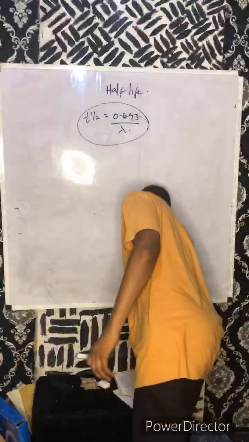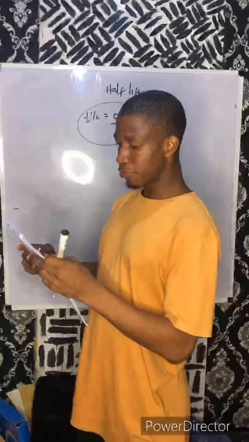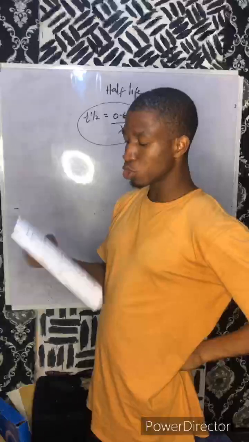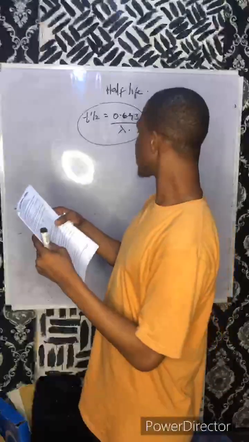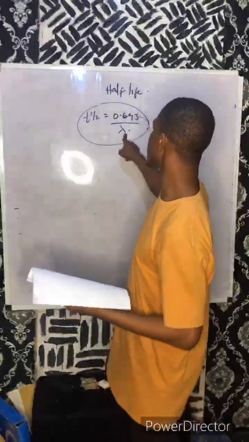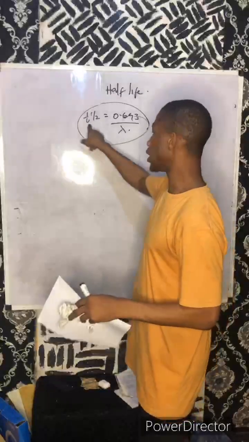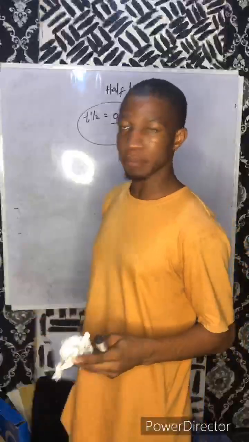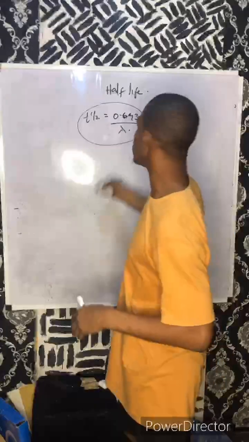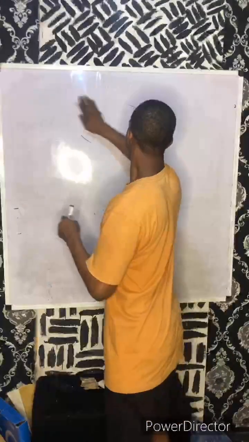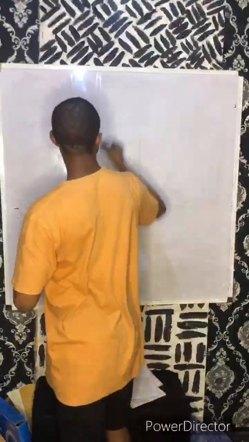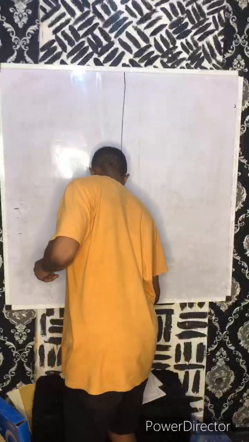They're going to ask: from the radioactive decay equation, derive an expression to show the relationship between decay constant and half-life. Lambda is the decay constant, and this is the half-life. So let's show how the relationship exists between them. Let's go together. Permit me to divide the board into 2.